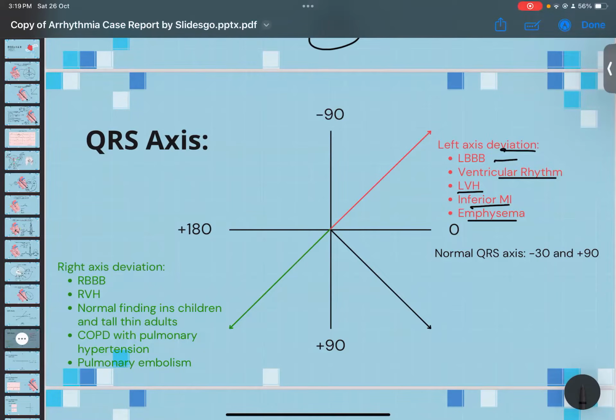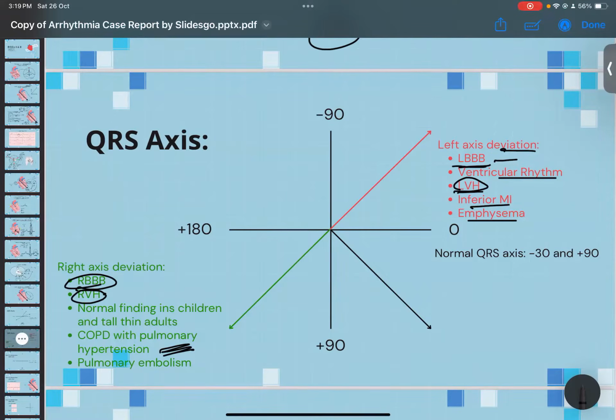Similarly, with right axis deviation, again, you have left bundle branch block here. You're going to have right bundle branch block here. Left ventricular hypertrophy, right ventricular hypertrophy. Sometimes it's a normal finding in children and adults. COPD with pulmonary hypertension and pulmonary embolism. Now, the thing about hypertension is sometimes in a question, they might tell you this patient was hypertensive. What axis deviation would they have?